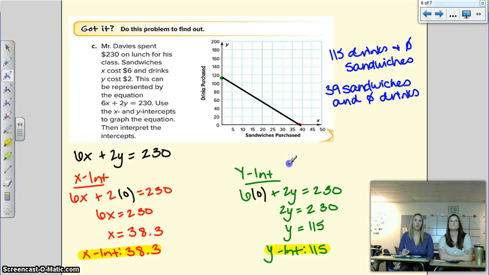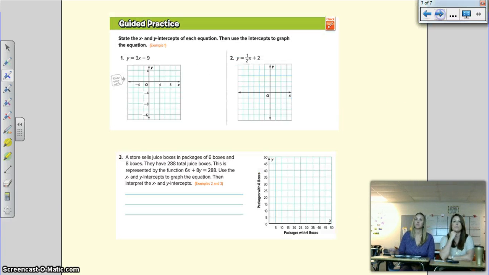On these railroad graphs, guys, we didn't mention this: you don't put arrows on these because you can't go past those two points. Good call. Okay, so here's your guided practice. Again, reference back to example 1 in your notes, or 2 and 3 in your notes, and we will see you on the flip side. Sayonara.